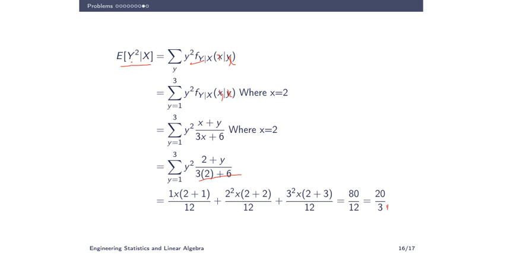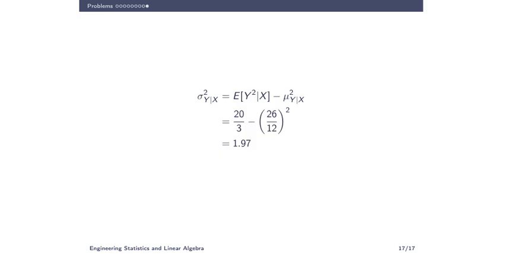Once this is got, this is not the variance. The variance is nothing but the expectation of y square given x minus the expectation of y given x, whole square, that is mu y given x whole square. So 20 by 3 minus (26 by 12) whole square, you will get 1.97. So this is in the case of a discrete random variable. If it is asked for a continuous random variable, what you have to do is integrate wherever summation is there. So this is about joint and conditional random variables. Thank you.